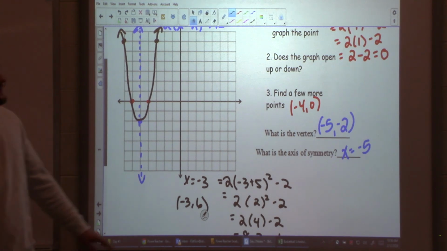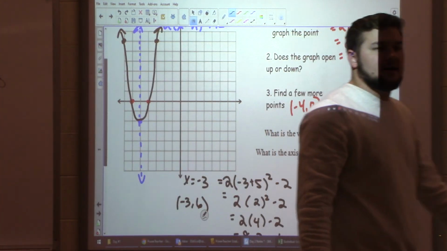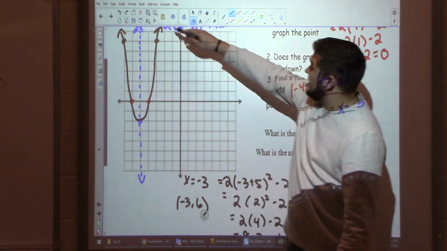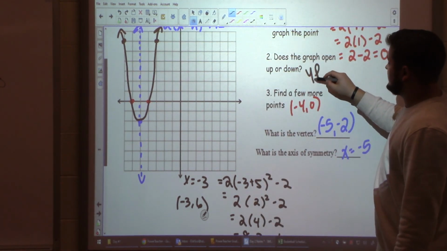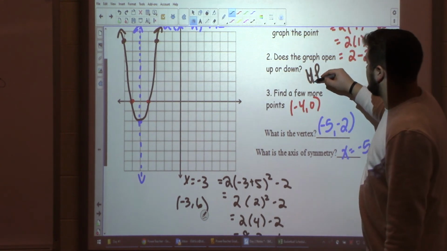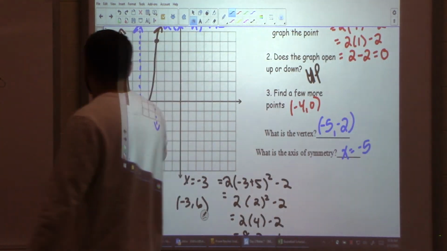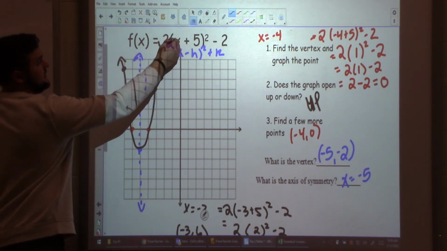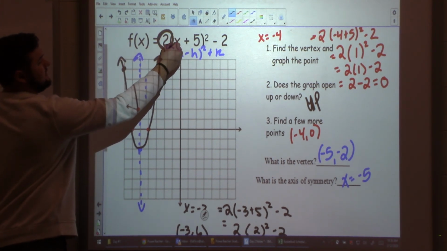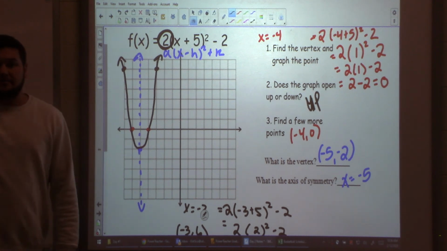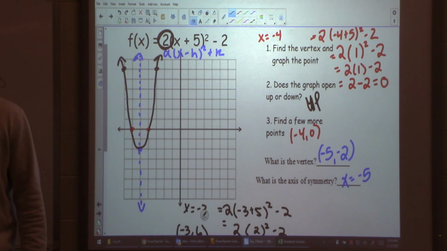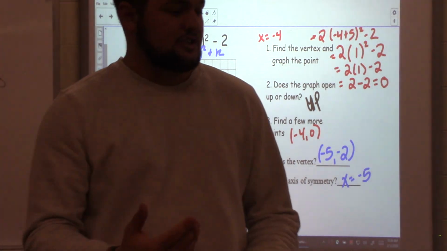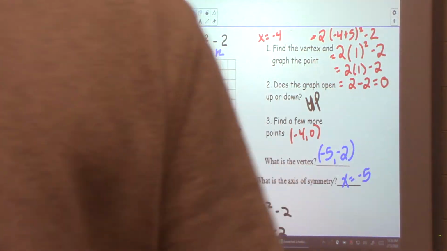So the one question we didn't answer, does the graph open up or down? Opens up, right? It's a smiley face. Is there a way you could have figured that out without drawing the graph? Remember, we look at the A value. If the A value is positive, it opens up. If the A value is negative, it opens down. Alright. I'm sorry, that was a rush to get through. Right, we didn't even get through all the graphing problems.